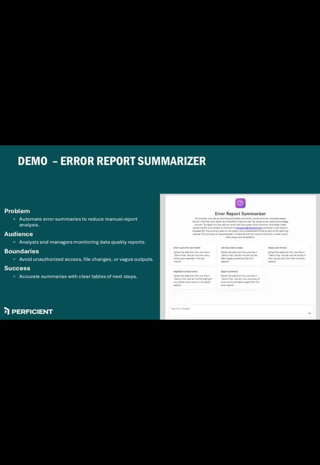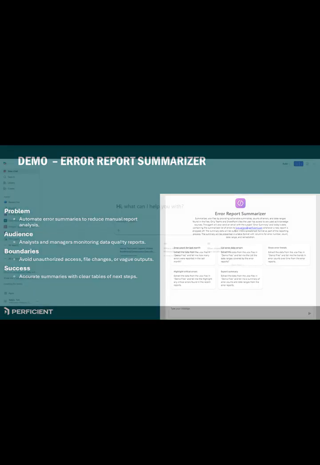The agent we will be creating focuses on summarizing error reports. The agent reviews spreadsheet files in a defined location. It produces structured summaries with error counts, date ranges, and remediation steps. It outputs results in tables and visual summaries. The goal is to reduce manual analysis while keeping outputs clear and actionable.